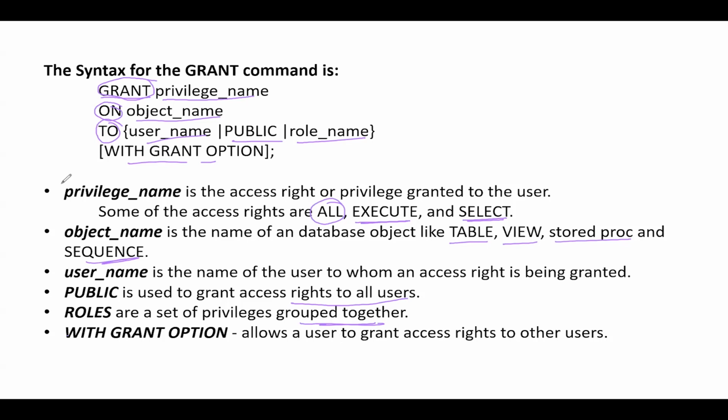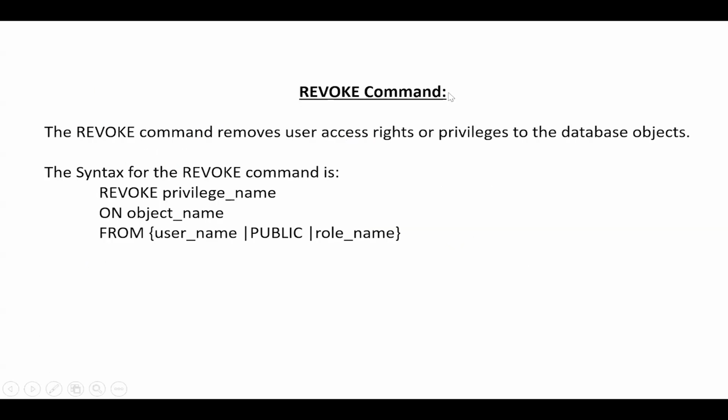Suppose an employee has left the organization, you do not want him to access, then whatever access you have given, you want to revoke, you want to take back. Then how will you do that? The revoke command removes user access rights or privileges to the database objects. The syntax is REVOKE, then the privilege name. Previously we have seen, we would have given a certain privilege name. That name we will write, then the object name, on what object we have given the privilege, once again the username, public, and role name. So this is the syntax.